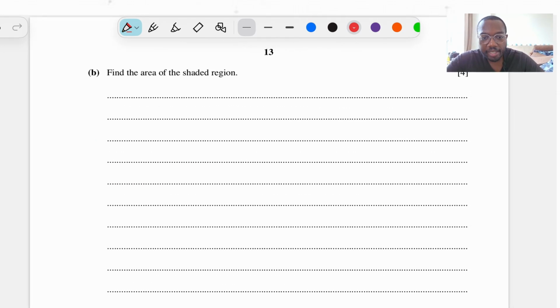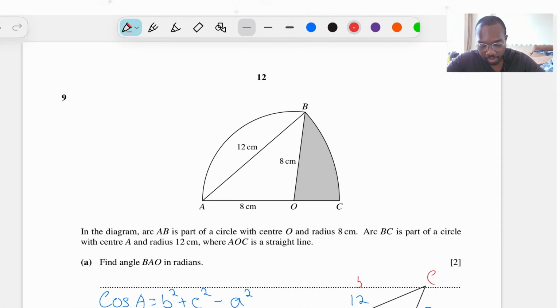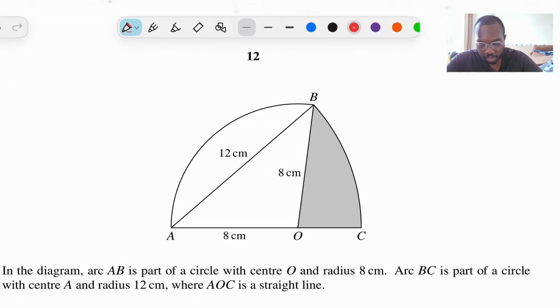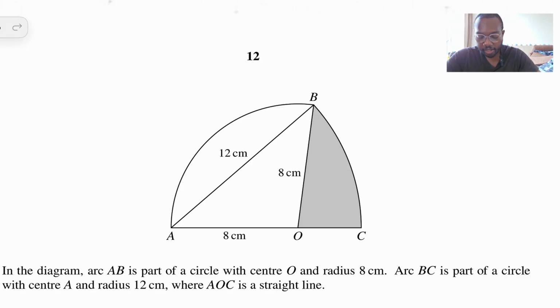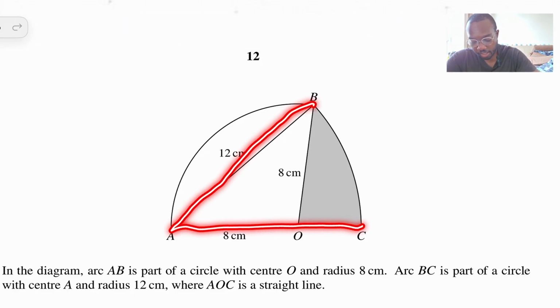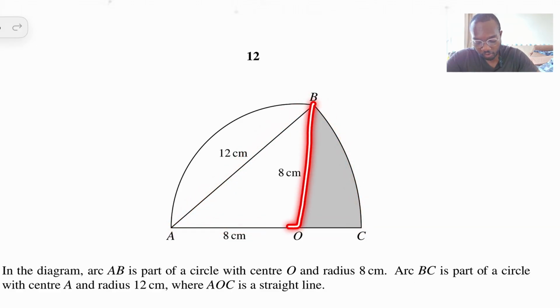And for part B now, we need to work out the area of the shaded region. So we'll go back to this diagram. If we look at the shaded region, what can we work out? Well, we can work out the area of this arc here, and we can work out the area of this triangle here, and then we can just do the area of the arc, subtract the area of the triangle, and we can get the area of the shaded region.